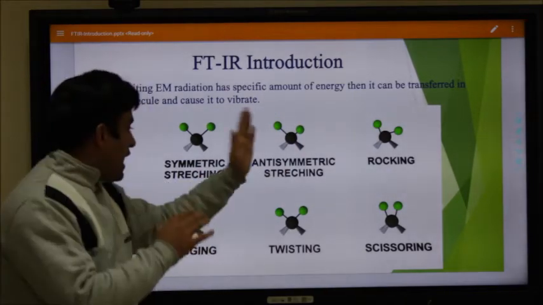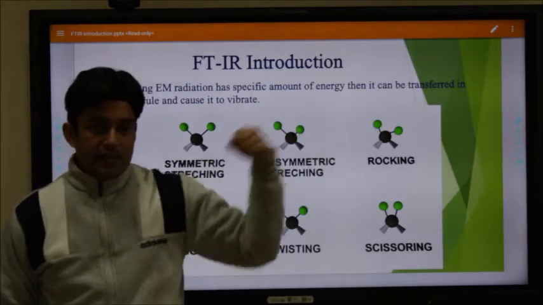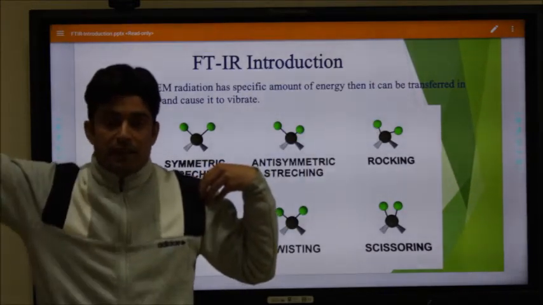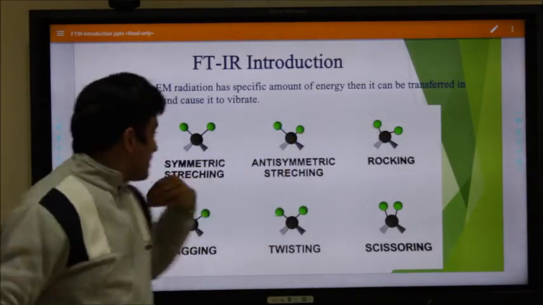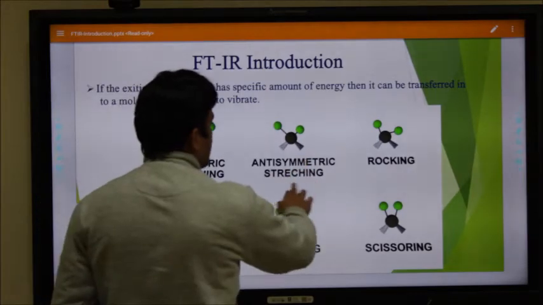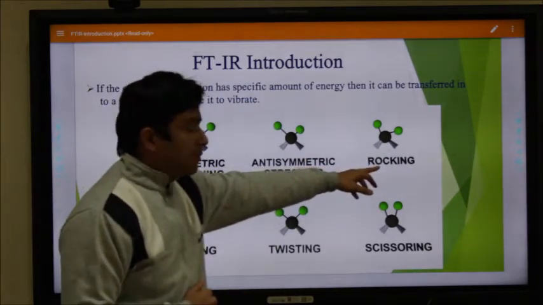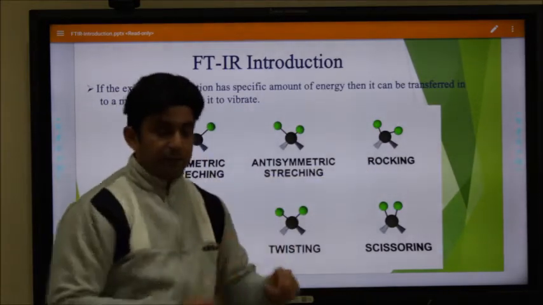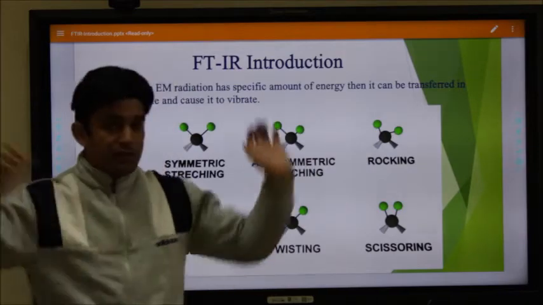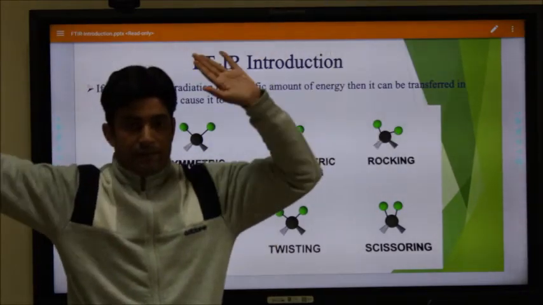Now, when we need to understand the antisymmetric stretching, what will happen? In case of antisymmetric stretching, one bond will compress and the other one will expand. So this is the movement. This is called antisymmetric stretching. What about rocking? What kind of vibrations are produced in case of rocking? In case of rocking, the bonds will move like this. This is the movement.